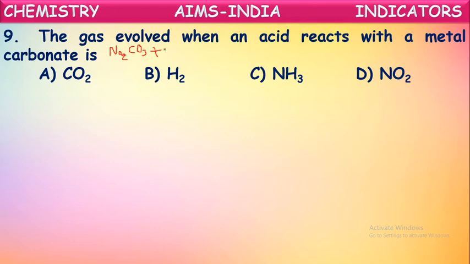Na2CO3 on reaction with dilute hydrochloric acid. So metal carbonate on reaction with an acid, hydrochloric acid, they give a salt. Here the salt will be NaCl and water. Along with these two, salt and water, here the gas produced will be carbon dioxide. So when a metal carbonate reacts with an acid, it produces carbon dioxide gas. So the answer is A.